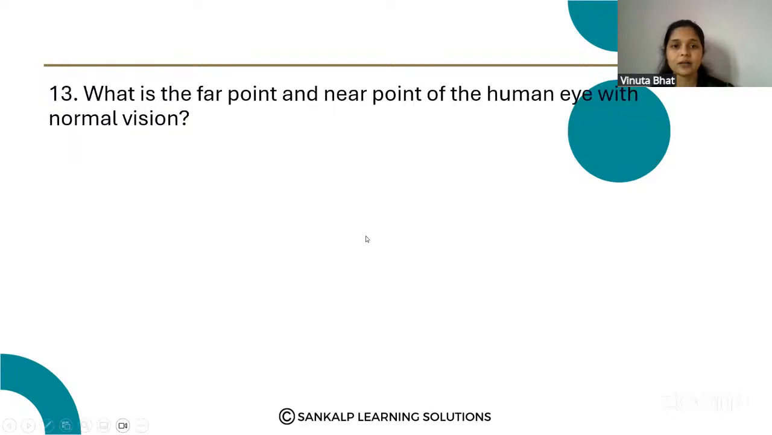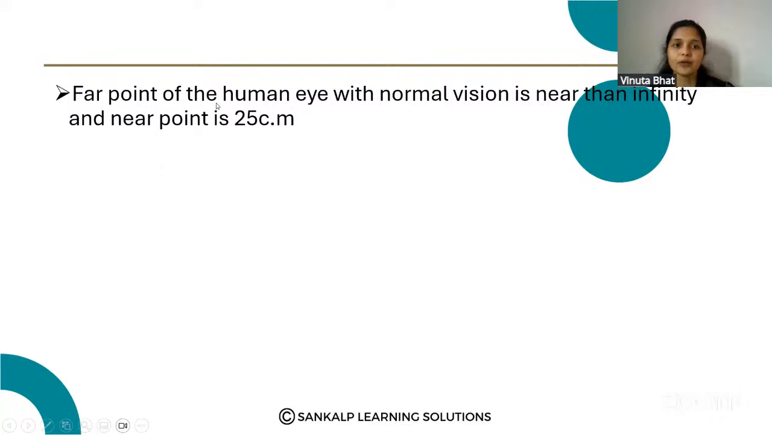Next question. What is the far point and the near point of the human eye with normal vision? What is the far point and what is the near point? So you have to mention that for the 2 mark question. Yes, here. Far point of the human eye with normal vision is at infinity and near point is 25 centimeter. That is very important. The near point is 25 centimeter and the far point is at infinity.